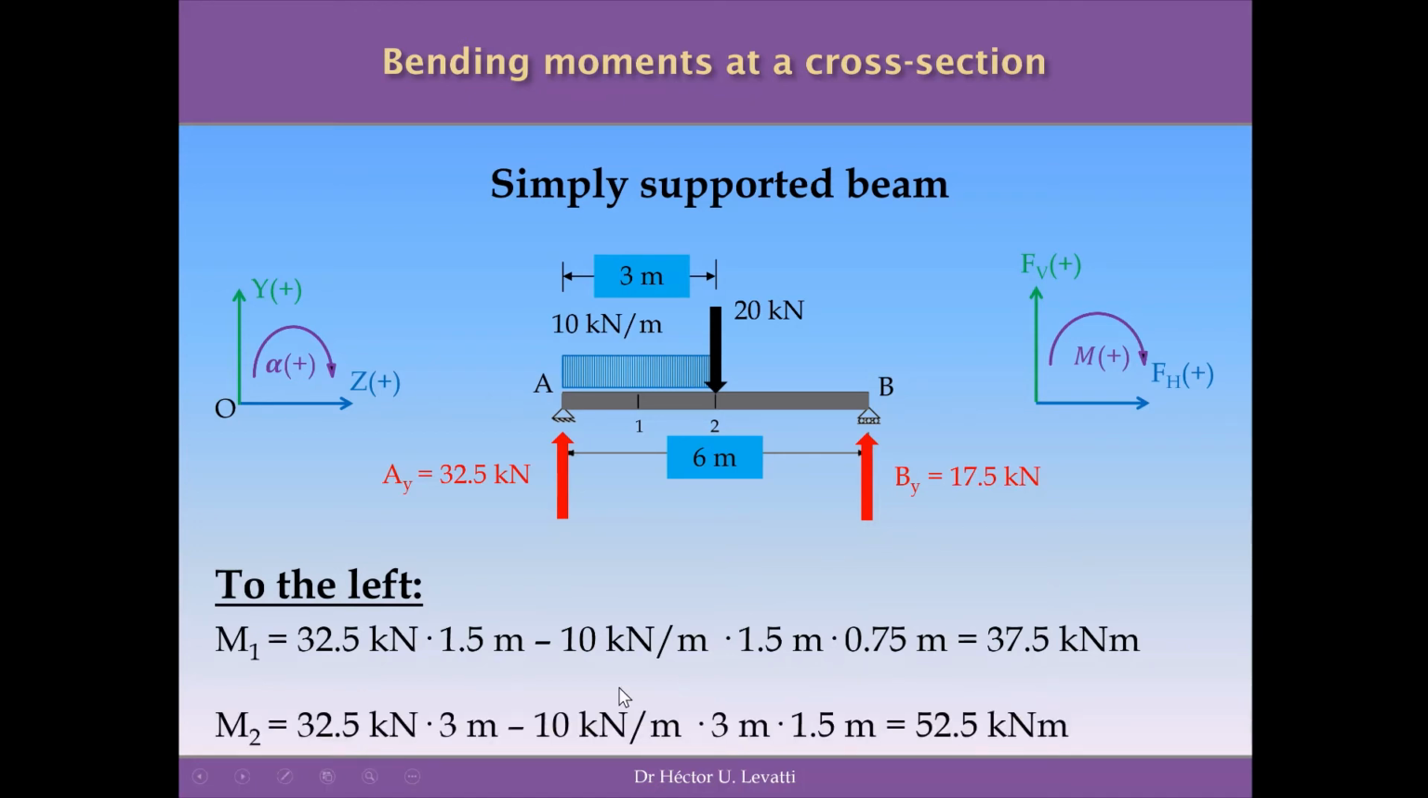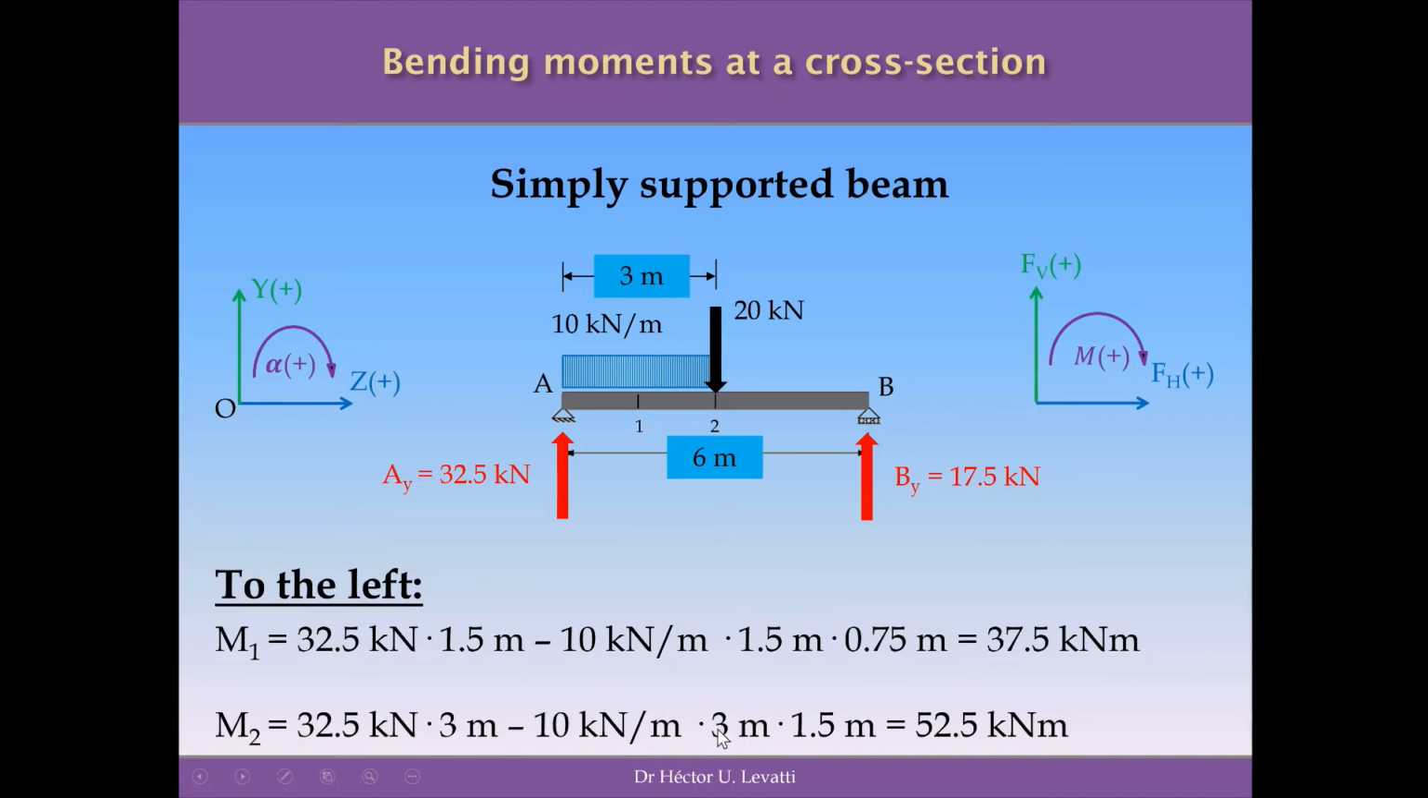But let's go to the second cross section and do the calculation to the left side of the structure. So we are now at the cross section 2. The first force I have is 32.5 kilonewtons, which is the reaction at the point A, multiplied by 3 meters now, because the force is here and the point 2 is here. So there are 3 meters perpendicularly to the force. This moment is clockwise, so it's positive. This is the reason why this term is positive.